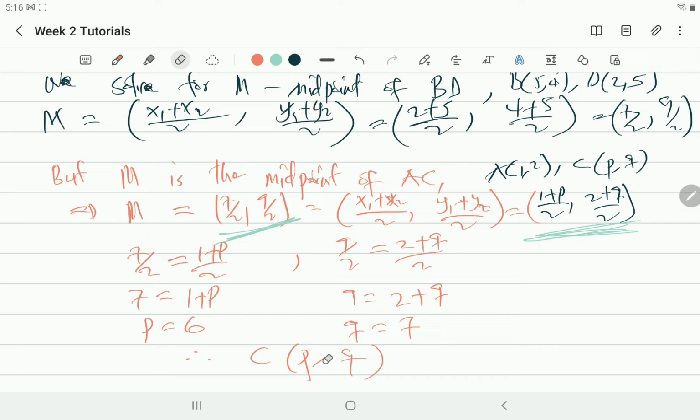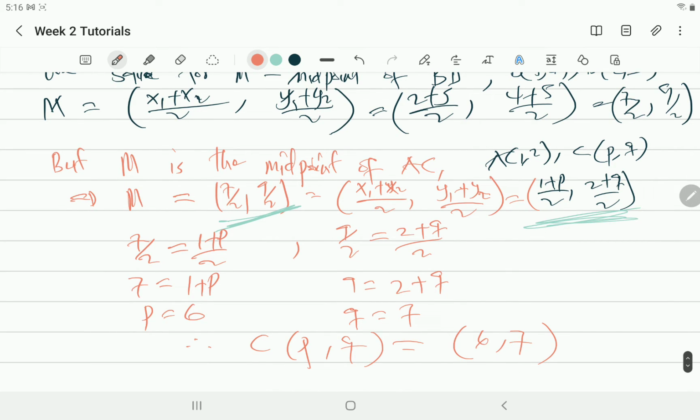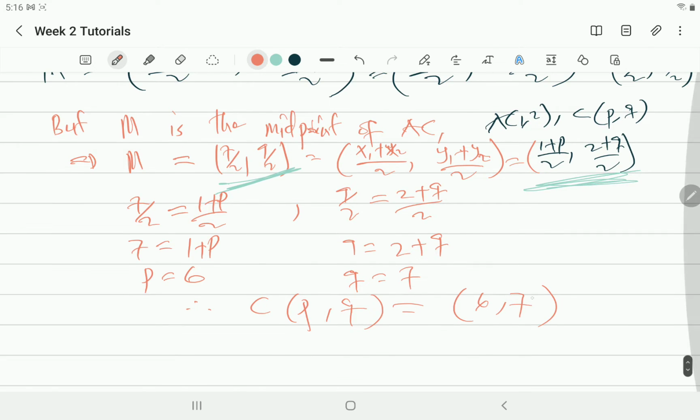So therefore we have the point C, which we are looking for as (p, q), to be equal to (6, 7), right? A very interesting question. So that's our first question we were told to solve. Now we go ahead and solve the next question.